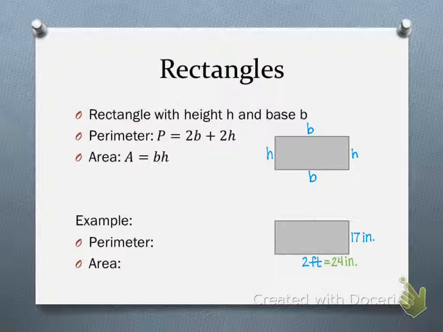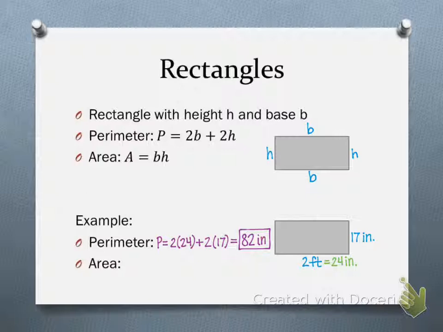Okay, so now for our perimeter, since we've got our base and our height in the same units, we can take 2 times our base, which is 24, and then add that to 2 times our height, which is 17. When we put that in our calculator, we get 82. Again, we have our units, and for perimeter we need to add them on. So we have 82 inches for our perimeter.